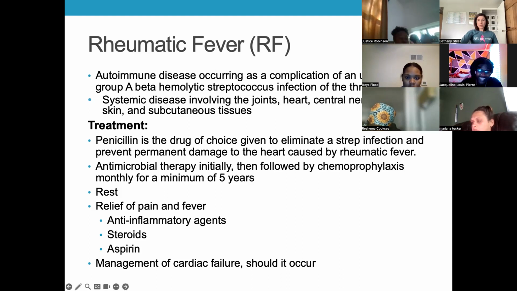The way we remember the criteria are going to be the Jones mnemonic and the Peace mnemonic. So those will go through all of your different major and minor criteria of rheumatic fever. And that's going to be in the extended PowerPoint for you guys. It's laid out really nicely.